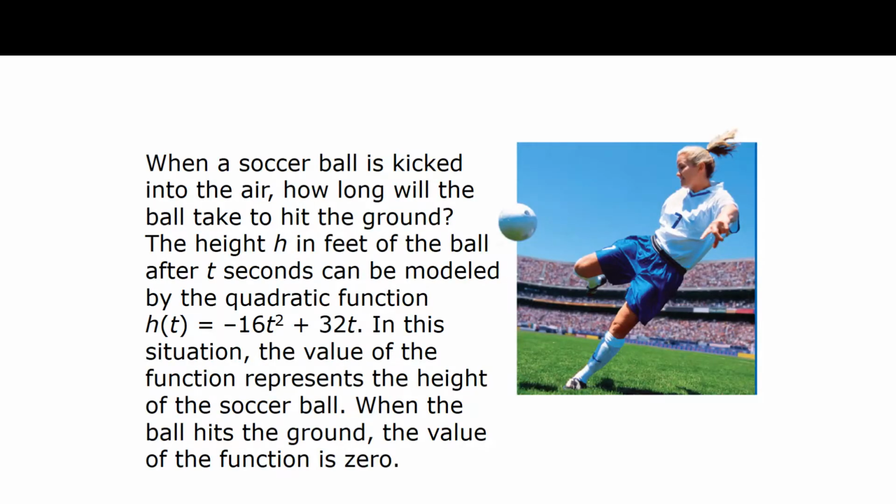All right, when a soccer ball is kicked into the air, how long will the ball take to hit the ground? The height, h, in feet of the ball after t seconds can be modeled by the quadratic function h of t equals negative 16t squared plus 32t. In this situation, the value of the function represents the height of the soccer ball. When the ball hits the ground, the value of the function is 0. So we're going to be talking about problems that you'll be able to understand all of this in just a little bit.